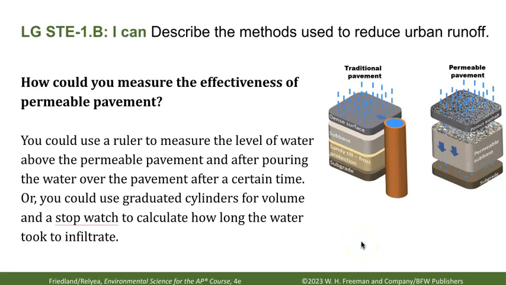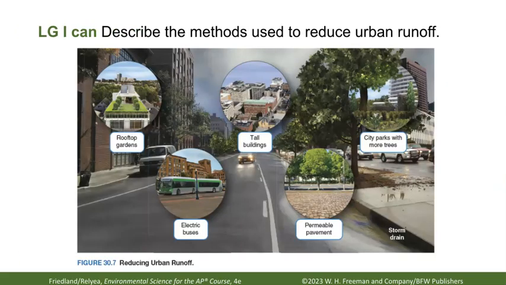Now, there was an FRQ one year about measuring the effectiveness of permeable pavement. So how would you do that? So you could have permeable pavement on one side, traditional pavement on another. You could use a ruler to measure the level of water above the permeable pavement and then pour the water and check how much water does soak through. So you can pause the video, take a look at how that experiment might be done.